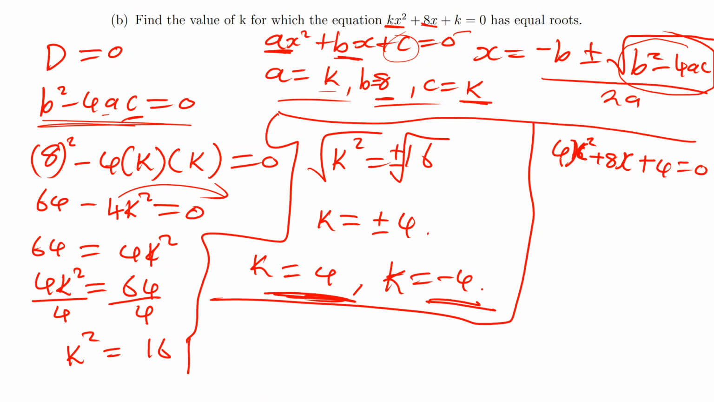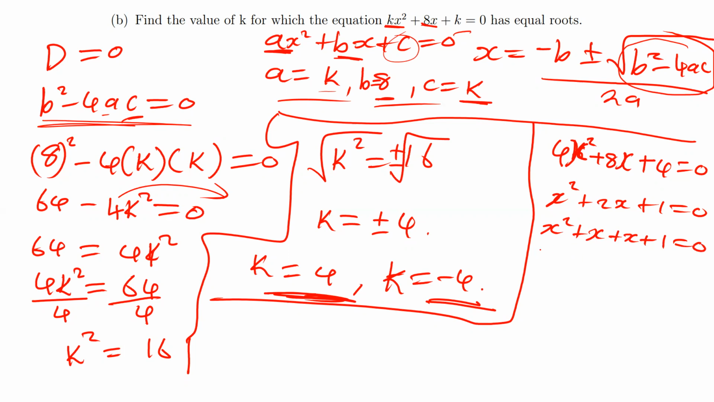Let's see if this equation has equal roots. So when you divide everything by 4, we remain with x squared plus 2x plus 1 is equal to 0. We find the product and the sum. So the product is 1 and the sum is 2. So which two numbers can we multiply to get 1, and when we add them, we're getting 2? The answer is 1 and 1. So we're going to have x squared plus x plus x plus 1 is equal to 0.